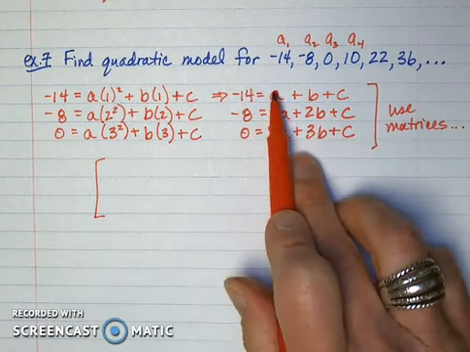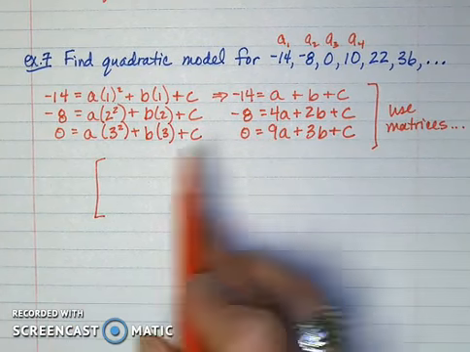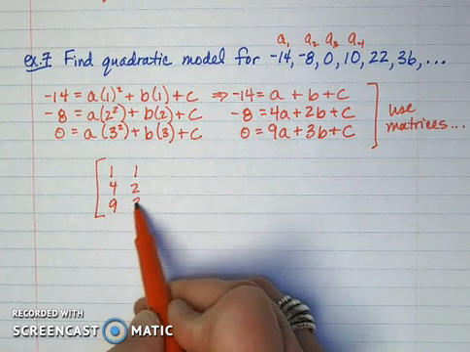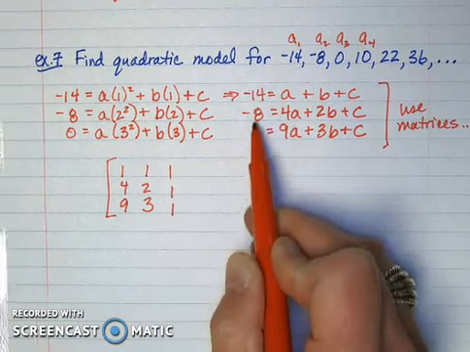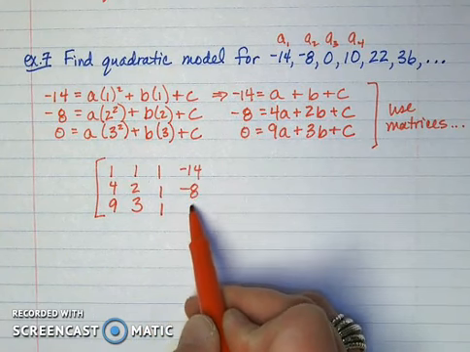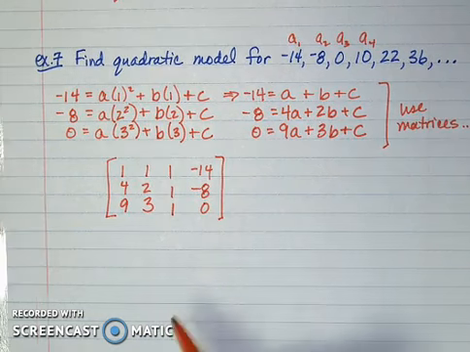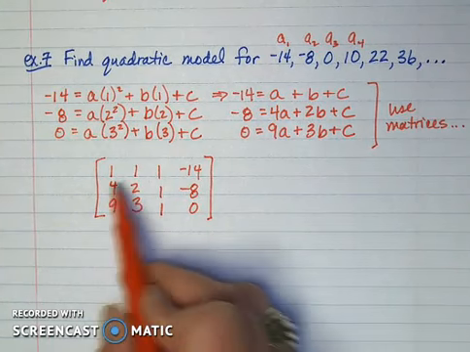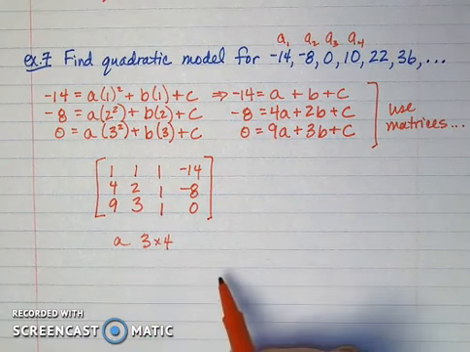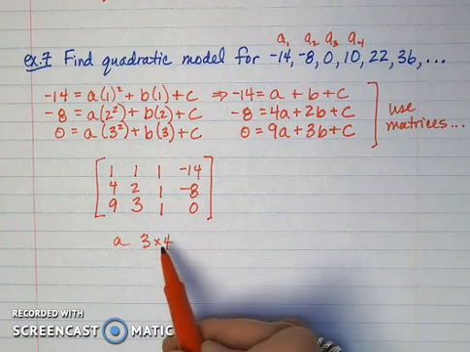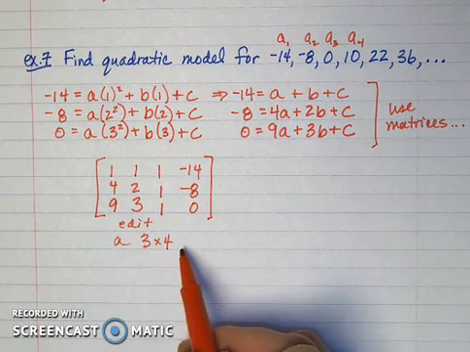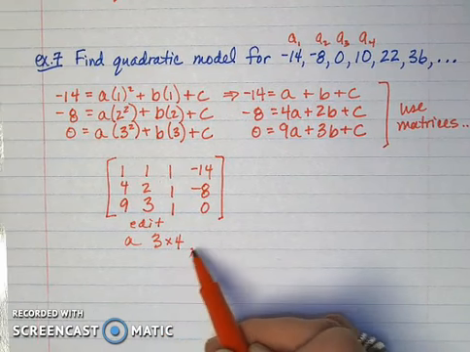Here you take these coefficients. So I've got 1, 4, 9. I've got 1, 2, 3, and I've got 1, 1, 1. And then you put these values on the end, and 0. You're going to go to the matrix. You're going to say that this is 3 rows by 4 columns, so you have a 3 by 4. You go into edit, right, and you put in a 3 by 4. You put in the values for the matrix.